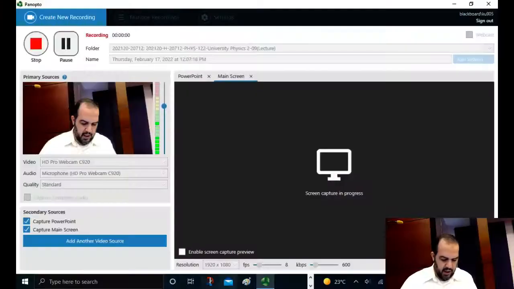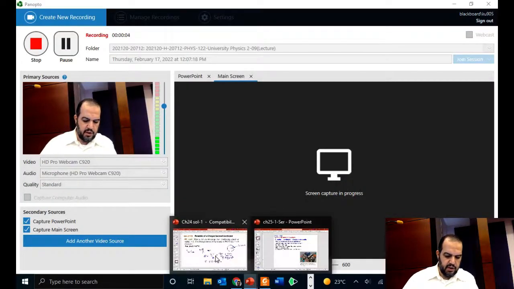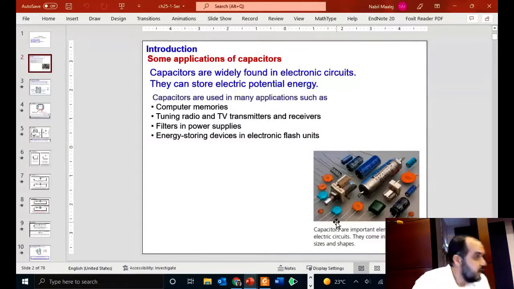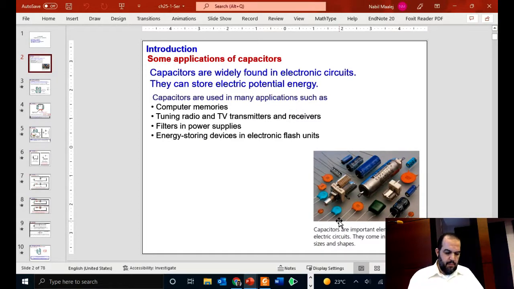Chapter 25 is about capacitors. Capacitors are very important electric components in almost every circuit we use, from the mobile to the radio. Capacitors are used in computer memories, in tuning radio and television transmitters and receivers, in filtering signals, and so on, and in energy storage devices.